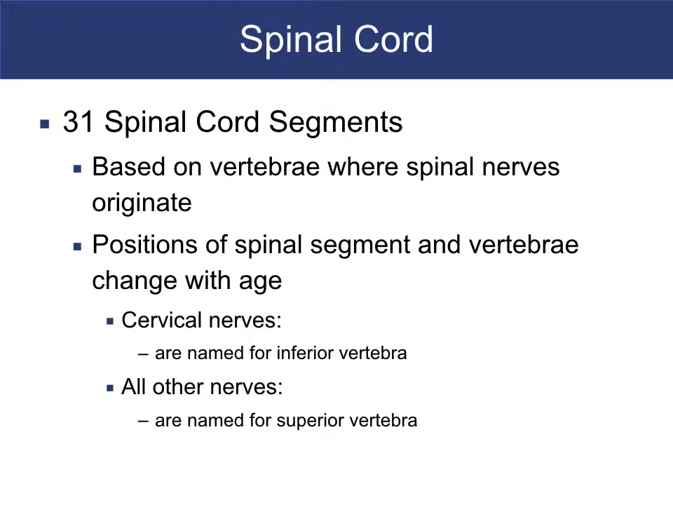So I presented it that way to help you understand what these last two lines here say. The cervical nerves are named for the inferior vertebrae, the vertebrae that's just below them. And that's why you have that extra C8 in there. And then all others are named for the one that's just above them.